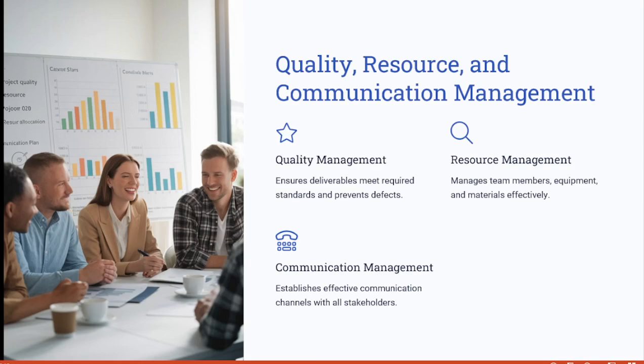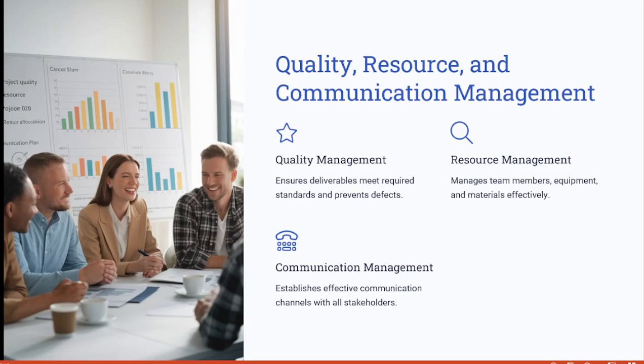Quality, resource, and communication management. Project quality management ensures that deliverables meet the required standards, preventing defects and ensuring customer satisfaction. How about project resource management? Project resource management manages the team members, equipment, and materials, and ensures the right people and materials are available and assigned to the right tasks.